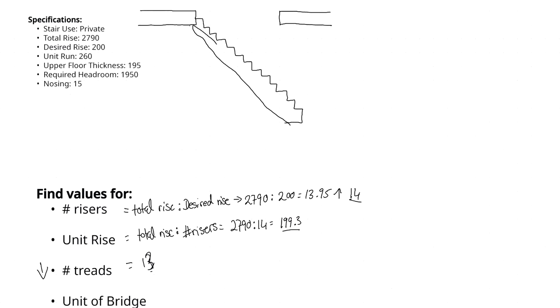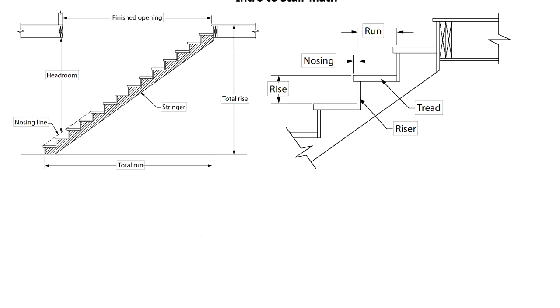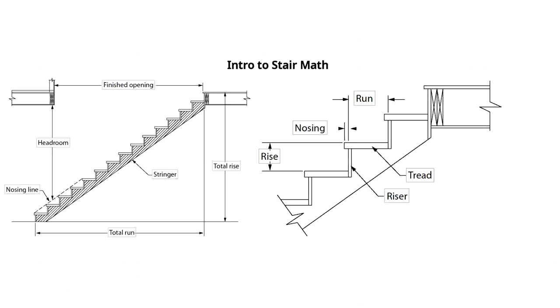Now, the unit of bridge, if we go all the way back up to where there is a good picture of our rise and our run, the unit of bridge lives right here. It's part of the nosing line, and that's what really makes up the nosing line. And we have our unit rise, our unit run, and then unit of bridge, which goes right in between. So you can see that this is a triangle and that the unit of bridge actually creates the hypotenuse of that little triangle, and that's exactly how we calculate it.